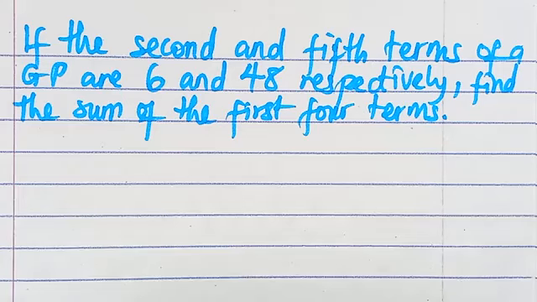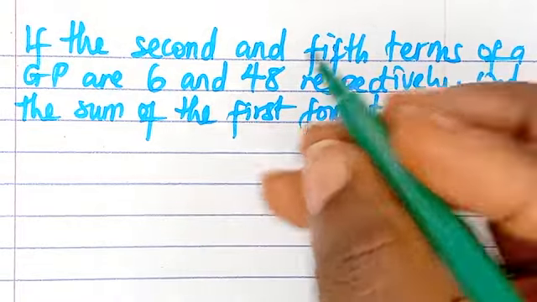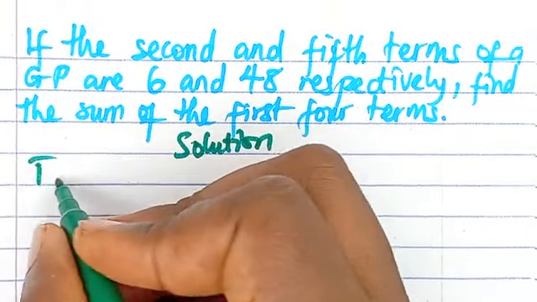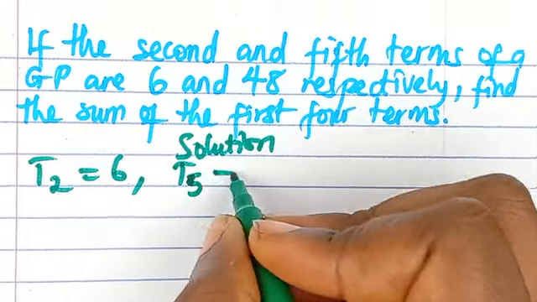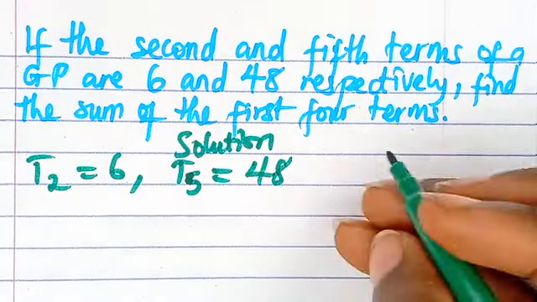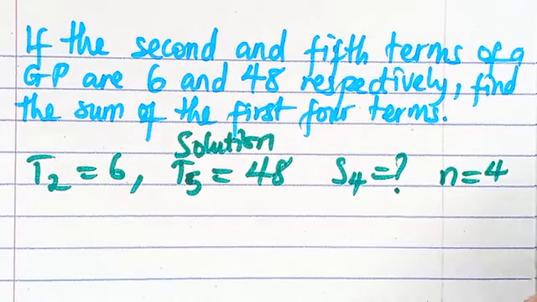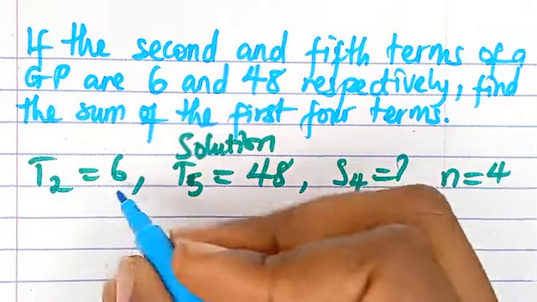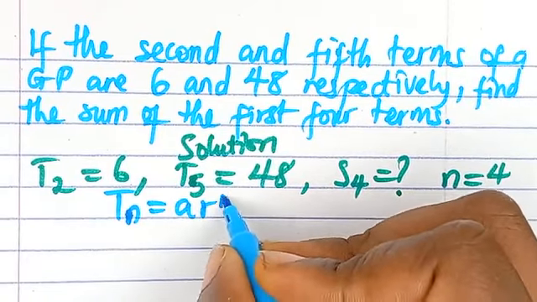Okay, we are back. If the second and fifth terms of a GP are 6 and 48 respectively, the second term, t number 2, is equal to 6, and the fifth term, t number 5, is equal to 48. We have to look for the sum of the first four terms, so n becomes equal to 4. Remember how we solved that one. We came back to the formula for the nth term of a GP, ARn minus 1.